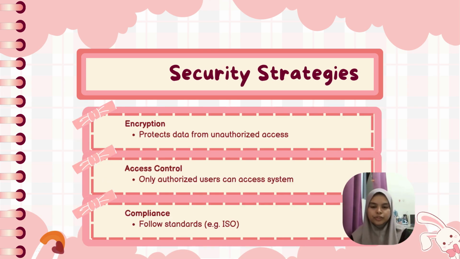There are also several important security strategies. First is encryption, which protects data from unauthorized access. Second is access control, where only authorized users can access the system. Third is compliance, where organizations must follow standards such as ISO to ensure security requirements are met. Security is very important because it helps protect company data and maintain trust.